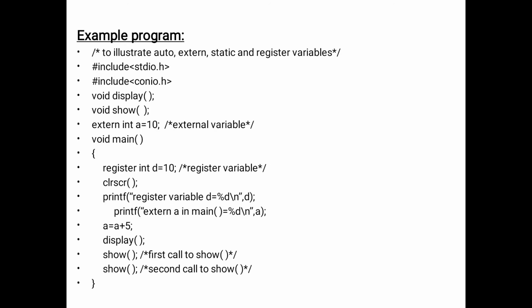So this is the example program. In this example we will see how a particular external variable is declared. This is #include <stdio.h>. Here we are declaring some functions. Look at this: int a = 10, that is an external variable. In the main function we are declaring the register variable by using the keyword register. Here d is the register variable. This way we can use the storage classes.